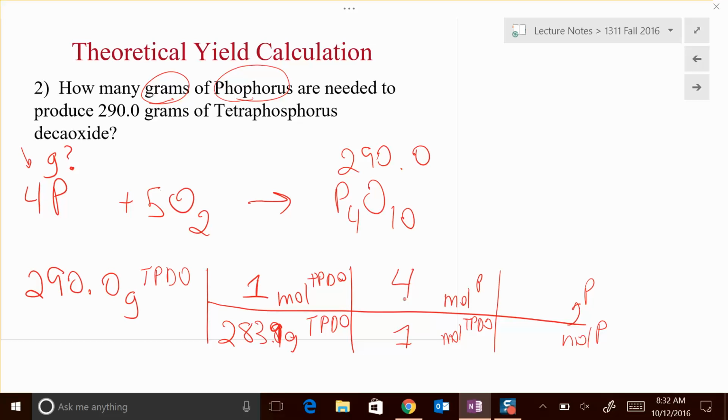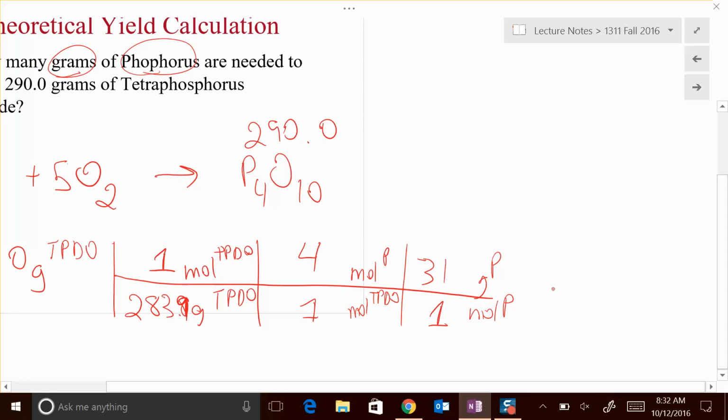Now, grams and moles. Moles are always 1. How many grams are in 1 mole of phosphorus? What was it? 31? We'll just say 30.9. You can put 30.97367 if you want. Okay, 31. All right, so what is our theoretical yield then?